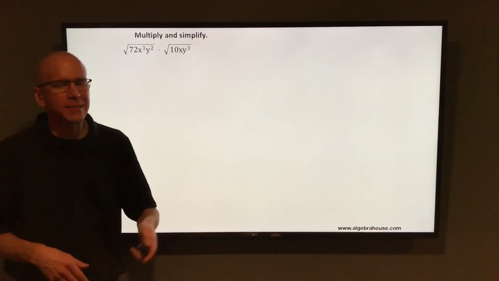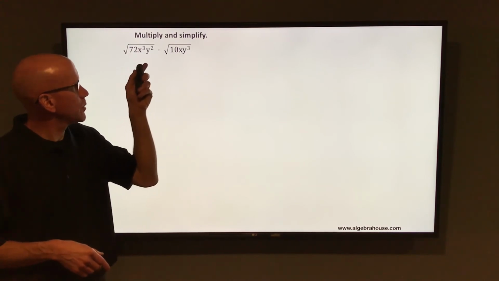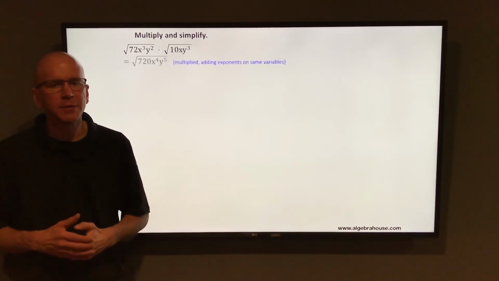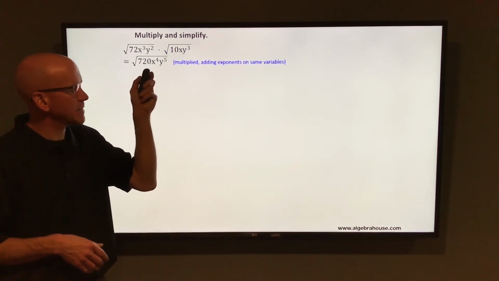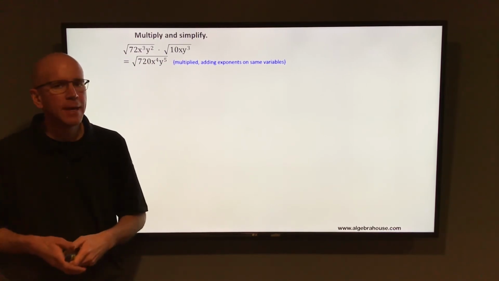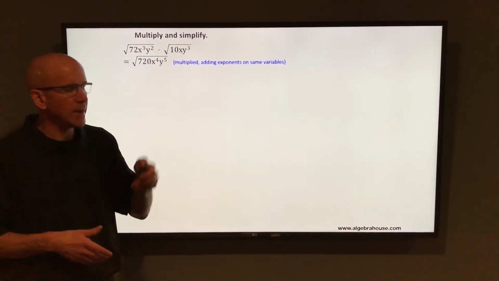Going to multiply and simplify, starting with the square root of 72x to the third y squared times the square root of 10x y to the third. You have the same root, so just multiply those together. Take 72 by 10, that is 720. Then x to the third times x, that is x to the fourth. And y squared times y to the third, that is y to the fifth.